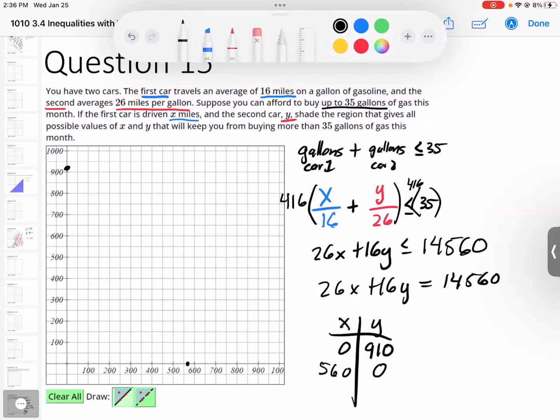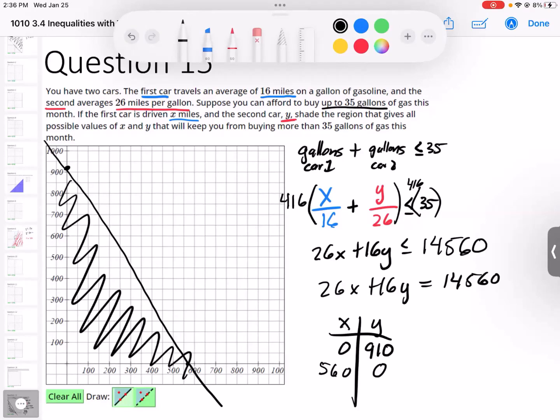I'm not sure how finicky it is on getting it exactly on those points. So if you're having trouble graphing those points, you could also plug in numbers that are not 0 that would give you whole numbers. That would also work. But basically, this line is going to represent all of the number of miles you could drive in each car if you spent exactly 35 gallons of gas. And then because you want it to be less than, it's going to be this region down here. Because you could drive 0 miles in both cars because you wouldn't buy 35 gallons of gas in that case.